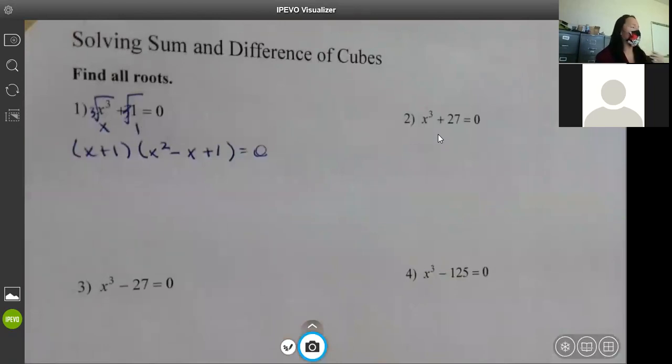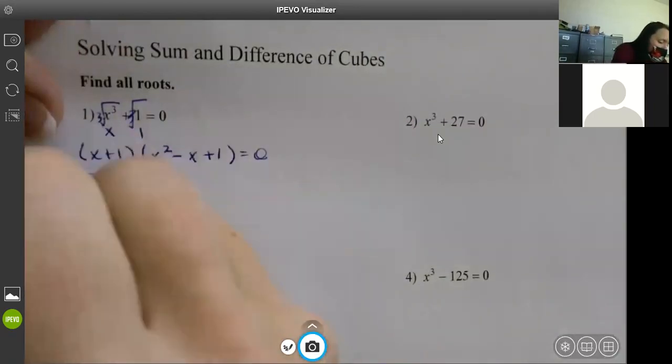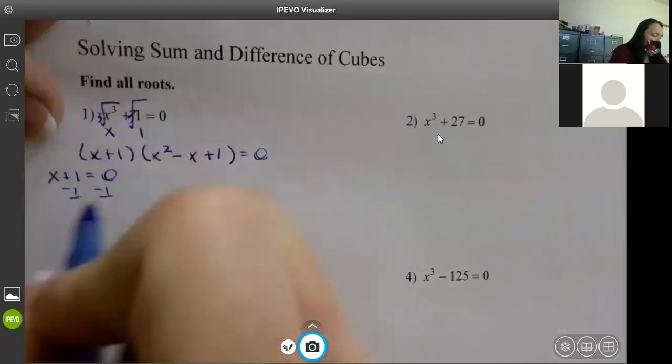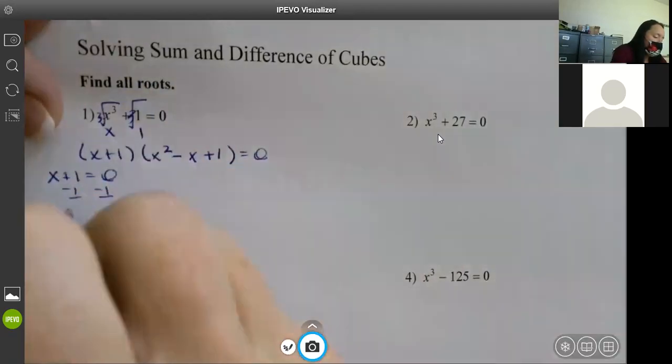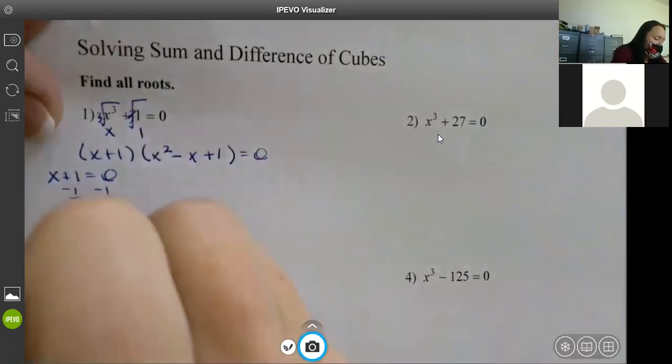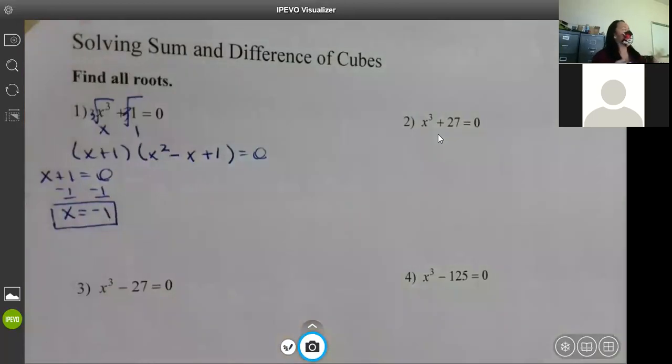And then you set both equal to 0. The first one is always going to be easy, and I showed you a cheater method to it. So we're going to take x plus 1 and set it equal to 0. To solve, we subtract 1 and we get -1. Now realize that if it's a cube, like your highest power is x cubed, we should have 3 answers. This is only 1 answer. That's not the full answer, so make sure you finish it out.